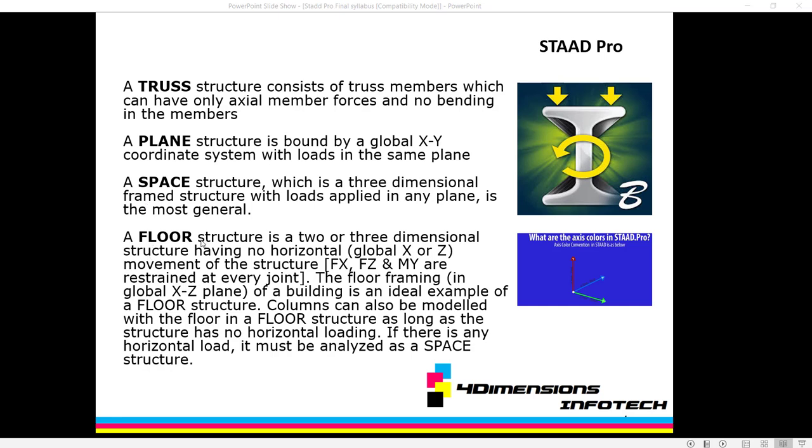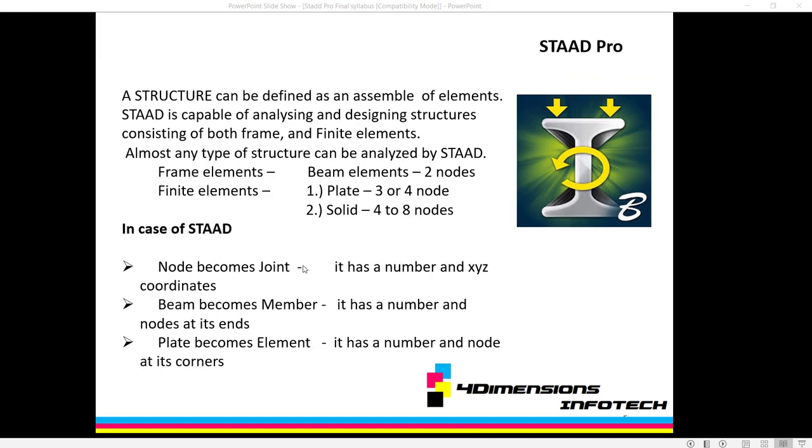Next we get a floor. A floor is a 2 or 3-dimensional structure having no horizontal movement of the structure. Next, I am using the word structure. It can be defined as an assembly of all the elements. Staad is capable of analyzing and designing structures. That's why we call it Staad. It consists of both frame and finite elements. Almost any type of structure can be analyzed by Staad.